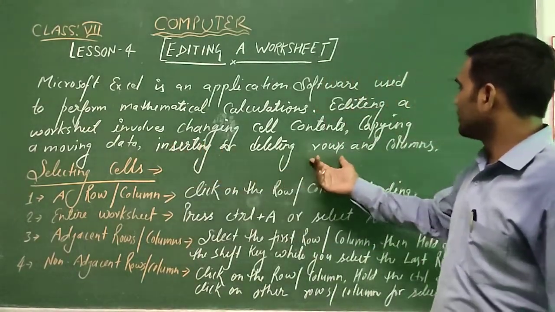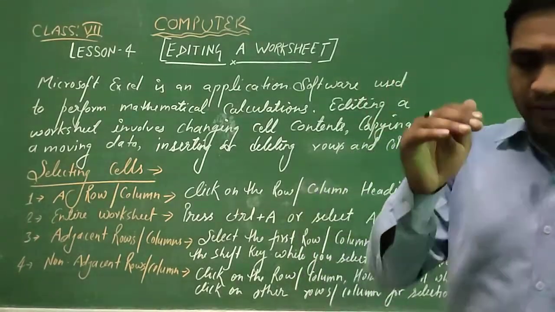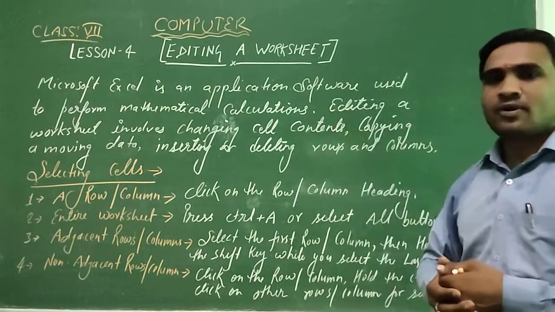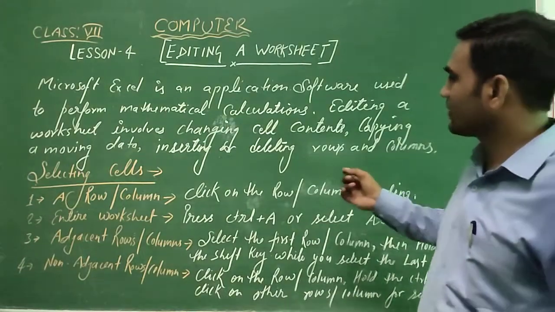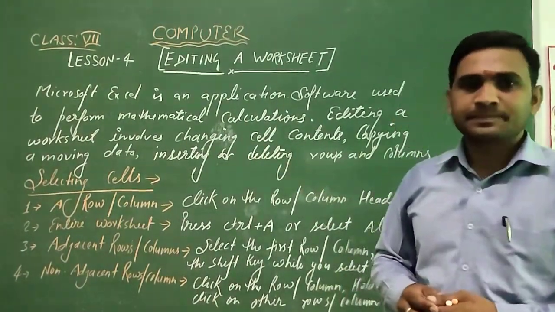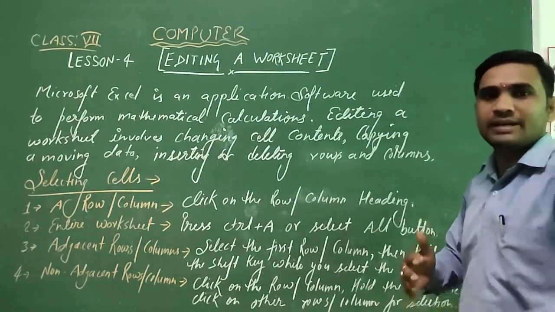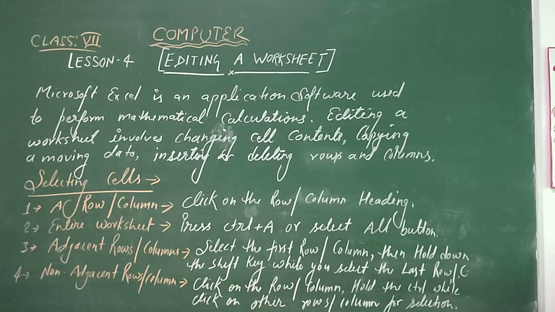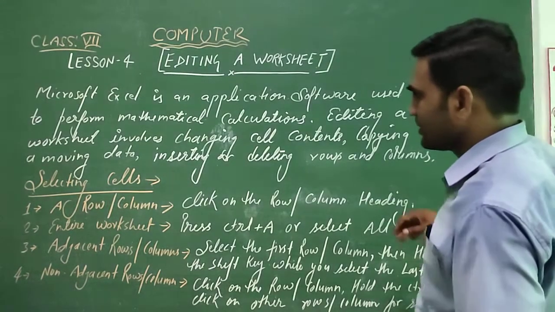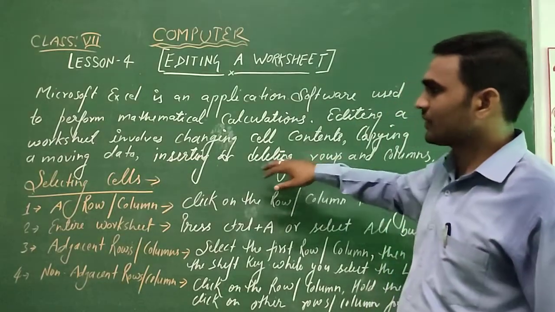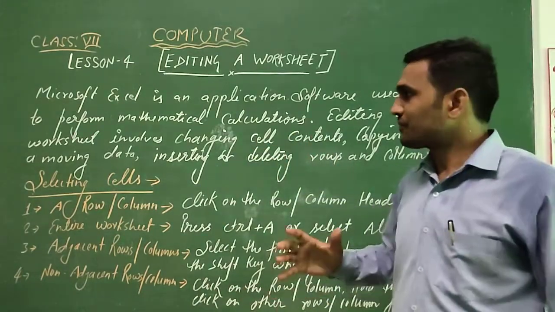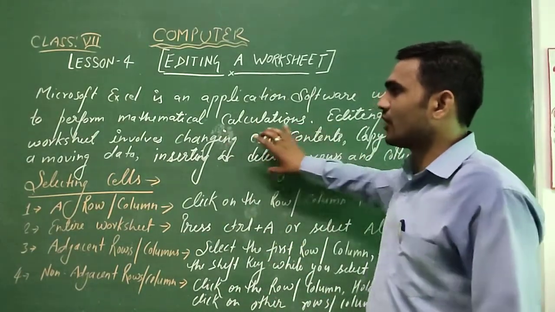Next, inserting or deleting rows and columns. Sometimes we want to remove some information from the worksheet. So in that case you can delete or remove the data. And sometimes between two data we need some more information. So in that case we need to insert some rows and some columns in that worksheet. How we'll do these operations in a worksheet we'll discuss in the next class, but these types of operations we perform in an Excel worksheet.